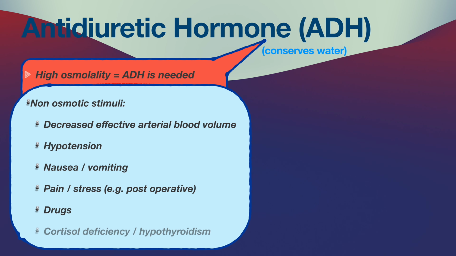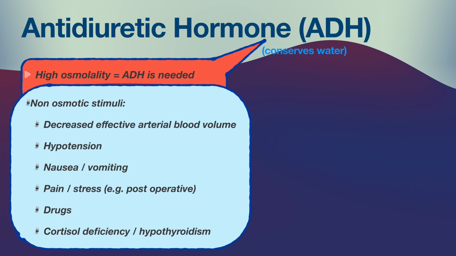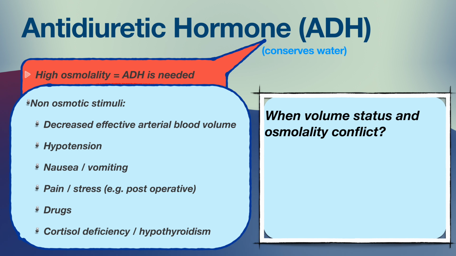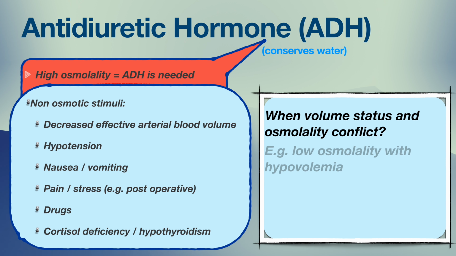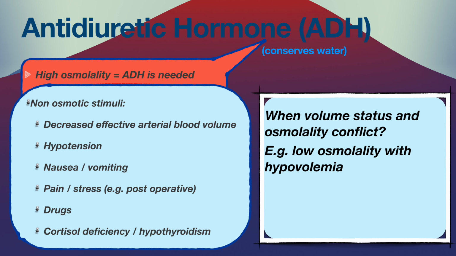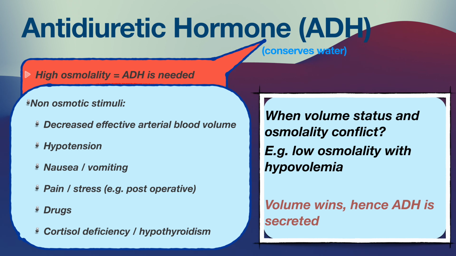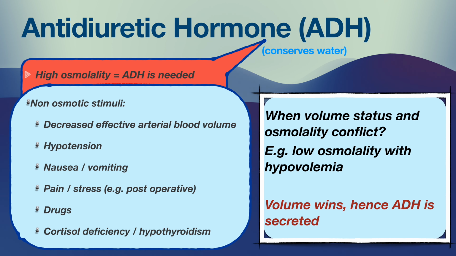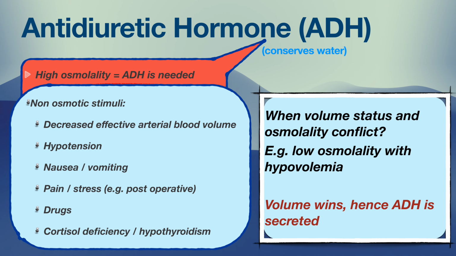Now, what happens when there's a conflict of stimuli? For example, a patient has low osmolality and also has hypovolemia. Here, the volume status would want to raise ADH, but the low osmolality would want to suppress ADH. Now, what happens here is volume wins, as the body has to prioritize quantity of serum over quality, because circulation first, then concentration. But other than this, osmolality is one of the strongest influencers of ADH.